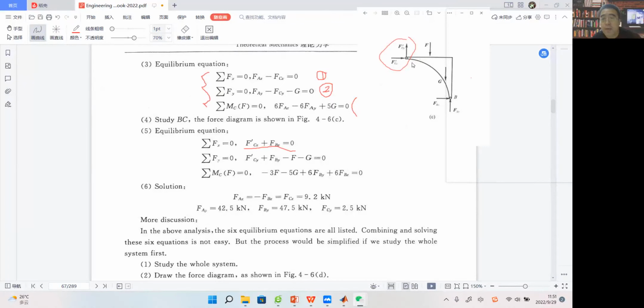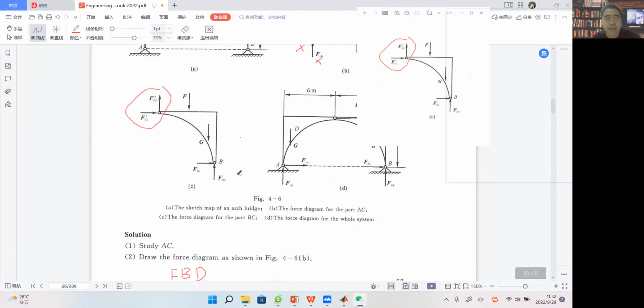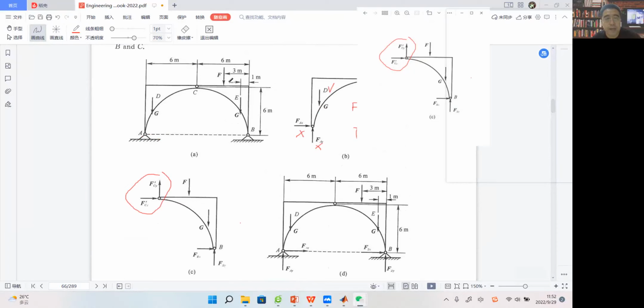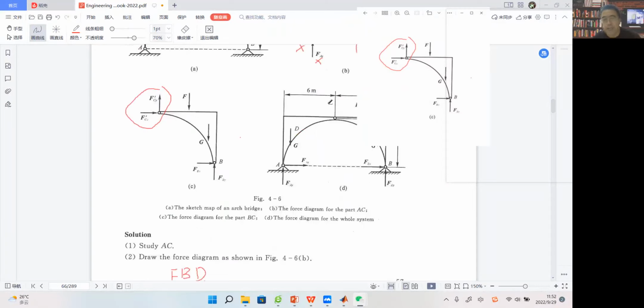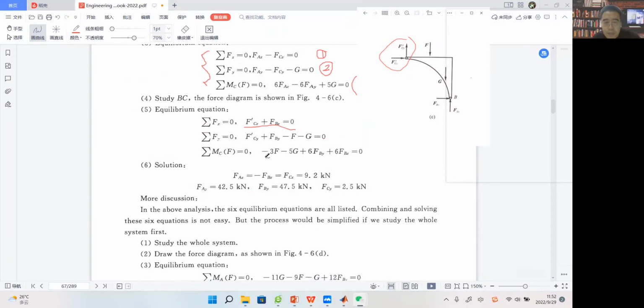Here you can see F has a moment about C with CW direction. So we have F times 3, because the whole length is 6, and this length is 3. So this F is a moment about point C with CW direction, and its magnitude should be 3 times F, right? So we have minus 3 times F and minus 5 times G, because G has the same direction as F. So we have 5 times G with a minus sign.